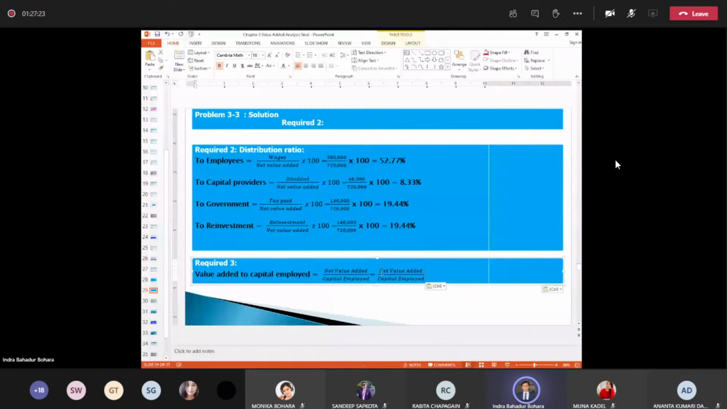Net value added is 7,20,000 divided by capital employed, which is 6 lakh. It is 1.2 times, or 120%.